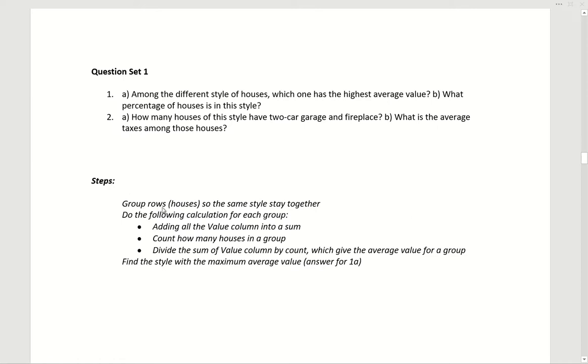First, group rows, i.e. houses, so that the same style of houses stay together as a group. Then do the following calculation for each group. First, add all the value column entries into a sum. Then count how many houses are in the group. Then divide the sum of values by the count, which gives the average value for a group. Finally, find the style with the maximum average value, which will be the answer for question 1a.